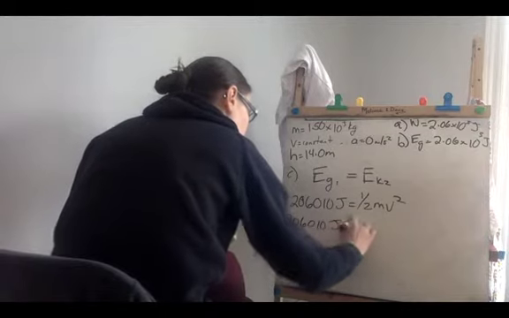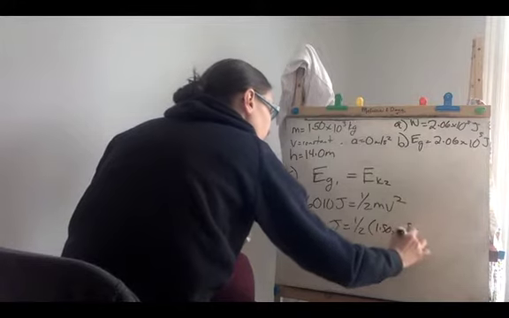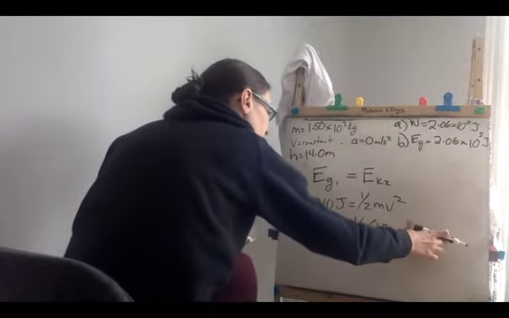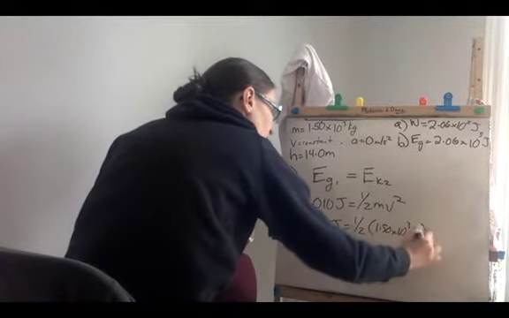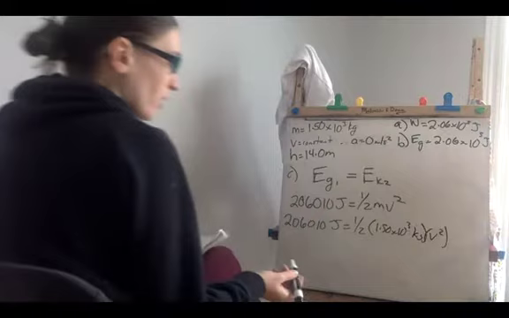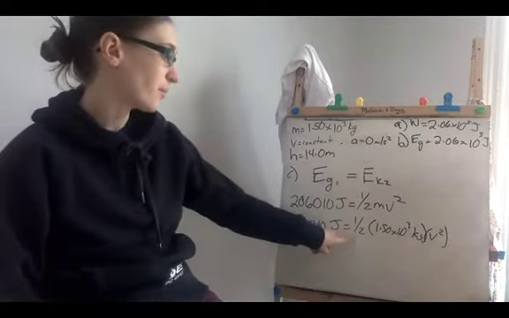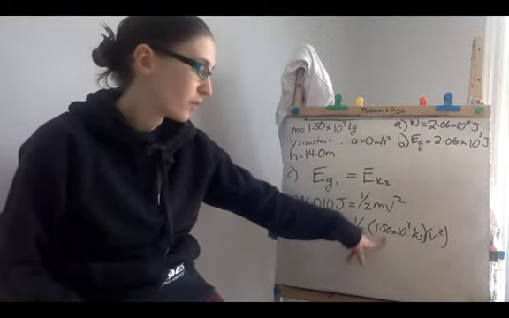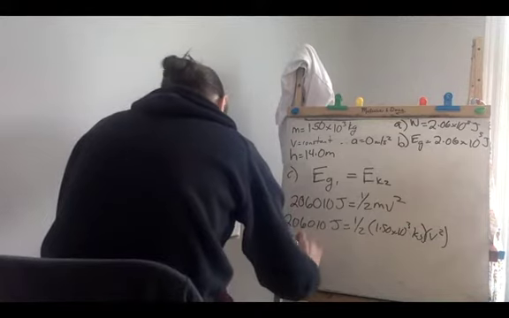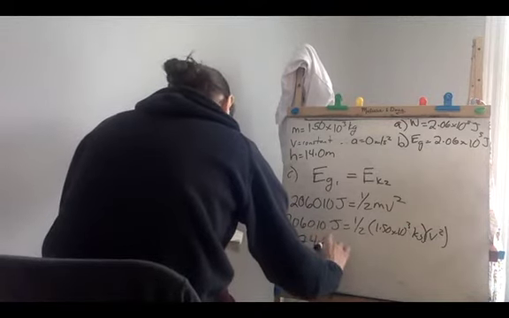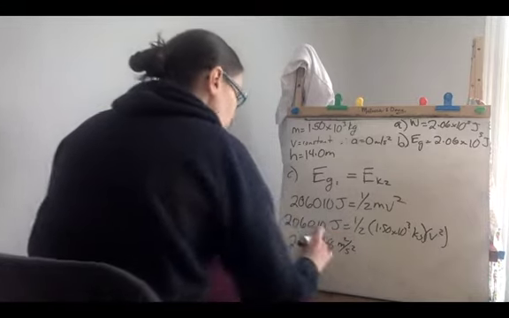20,610 joules is equal to 1/2 times our mass of 1.50 times 10 to the 3 kilograms, and then multiplied by velocity squared. So all I need to do here is take my 20,600, divide it by 1/2, divide it by the 1.50 times 10 cubed, and what I get is a value of 274.68, and the units there would be meters squared over seconds squared, right?